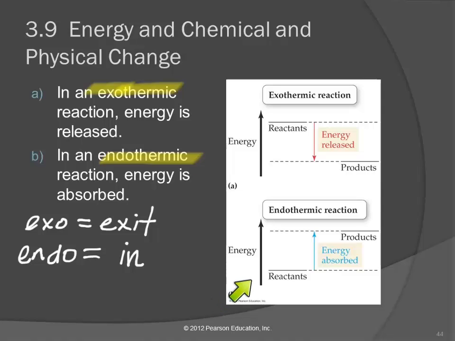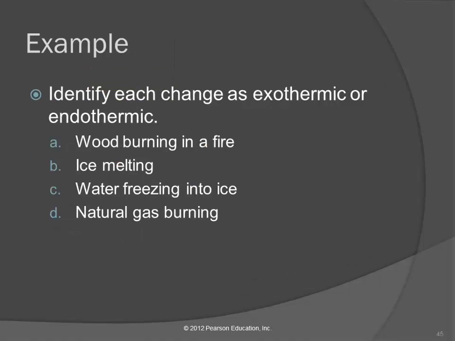Down here is an example of an endothermic reaction. Again, we're graphing energy being higher. Here we have the reactants starting at a low energy state. They absorb energy, and the products are at a higher energy state. So this is endothermic, the energy is coming in. Any questions about that? Exothermic and endothermic changes.